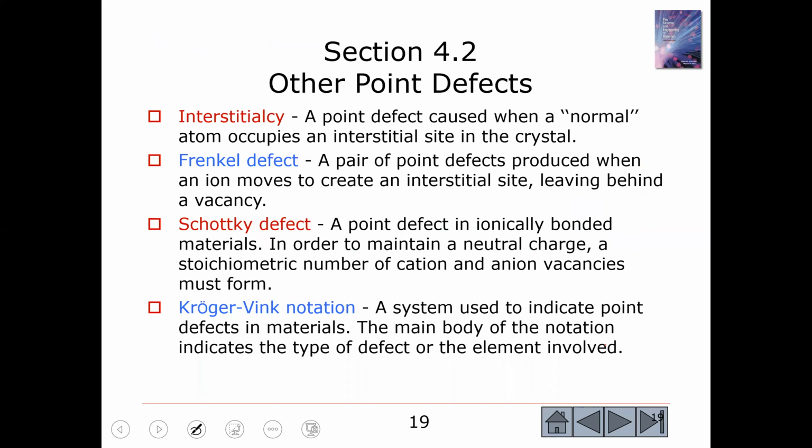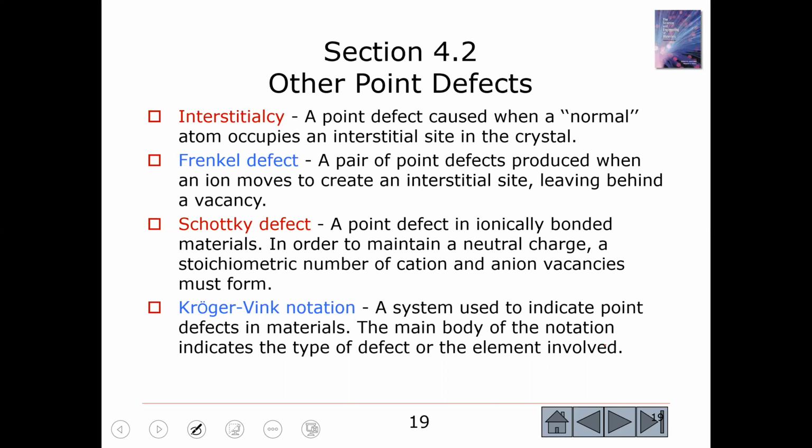Okay, so what are the other point defects? Interstitiality is a point defect caused when a normal atom occupies an interstitial site in the crystal. So we call it interstitiality. A Frenkel defect is a pair of point defects produced when an ion moves to create an interstitial site. We talked about this, right? When an ion moves from its position, or an atom moves from its supposed position to another position.